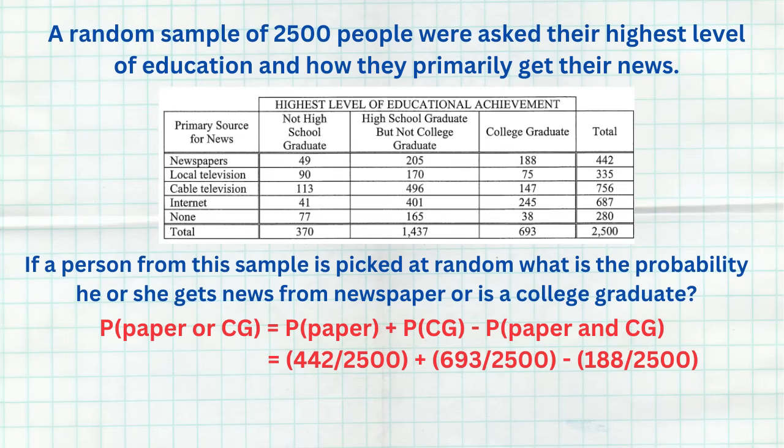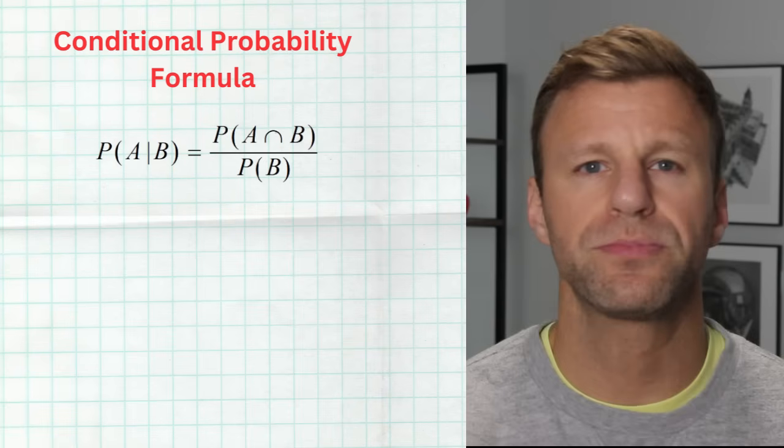Now they all have a common denominator, so all we got to do is add and then subtract, and we get 947 out of 2,500 will be 0.3788. So it's about a 38% chance that a person picked at random from this sample is going to be getting their news from the newspaper or a college graduate. But again, it's a pretty nice, simple use of the formula.